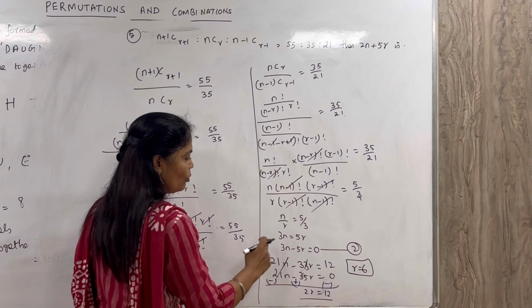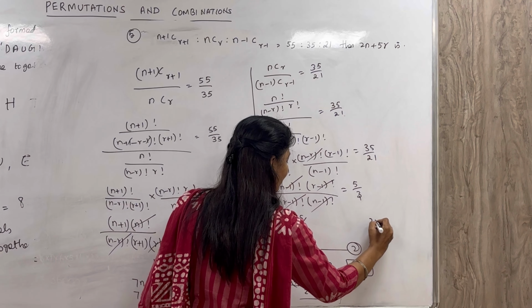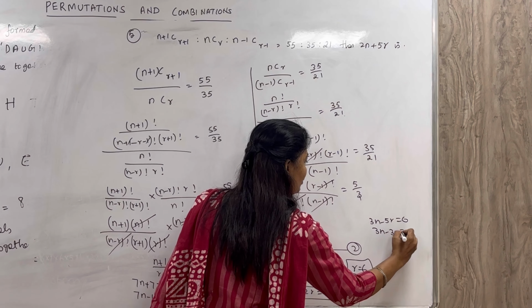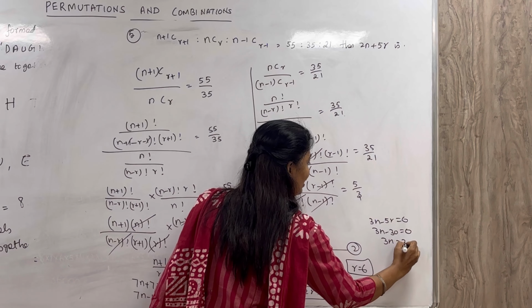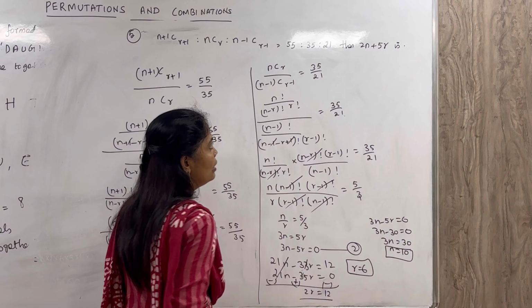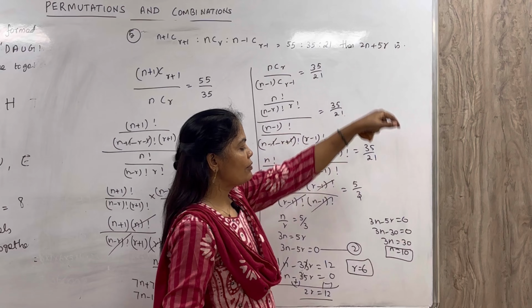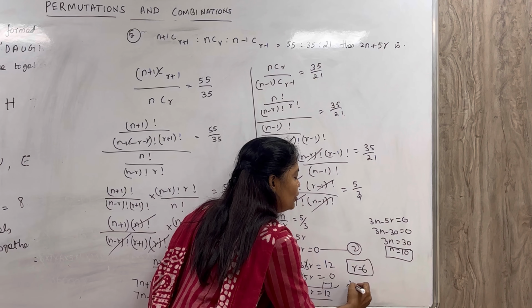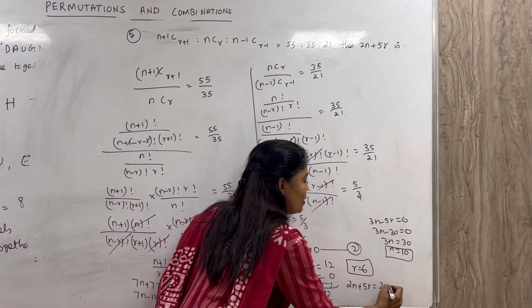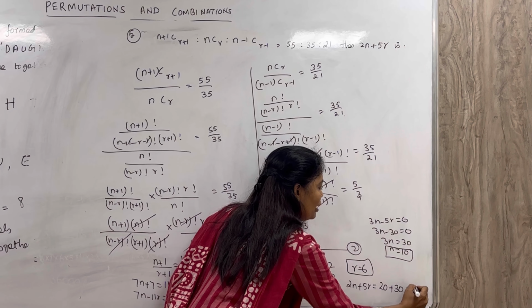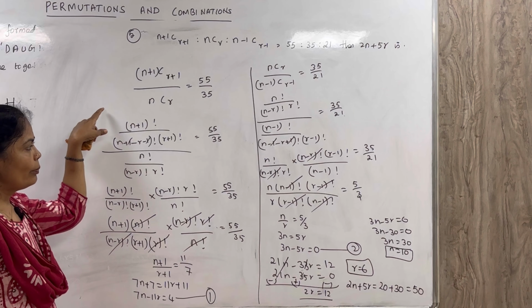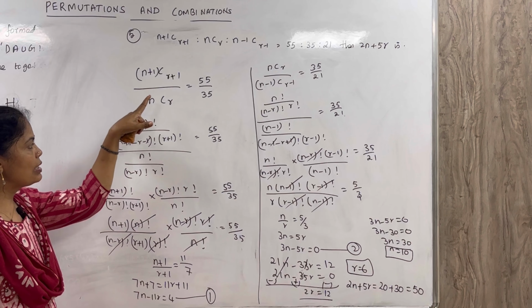r is 6. What is n? So 3n minus 5r is equal to 0, 3n minus 30 is equal to 0, 3n is equal to 30, n is equal to 10. So we have found the values of n and r. Now the question asks 2n plus 5r. So 2n plus 5r is equal to 2 into 10, 20, plus 5 into 6, 30. The answer is 50.